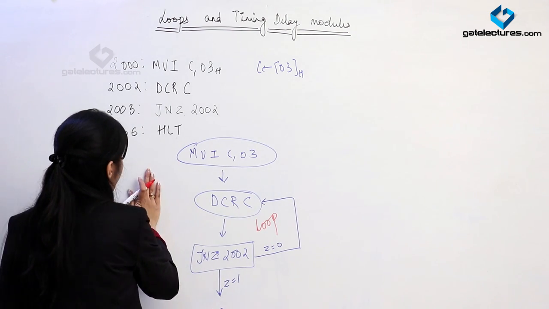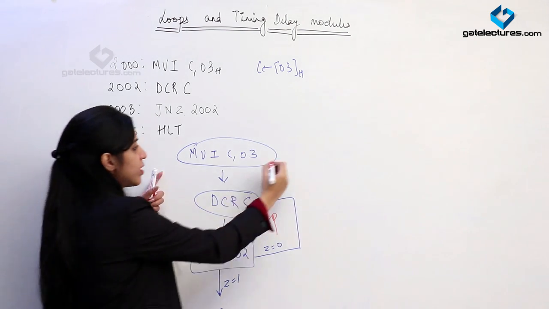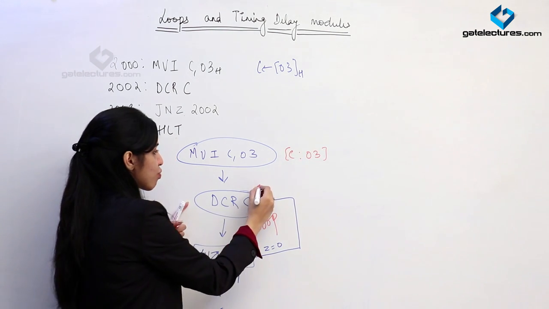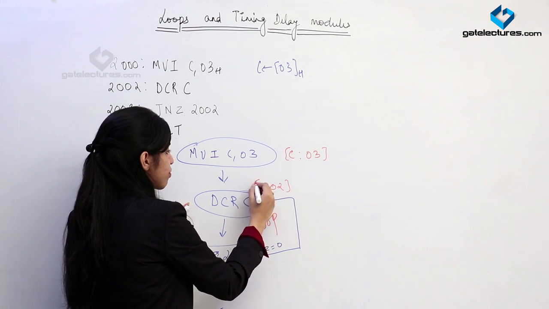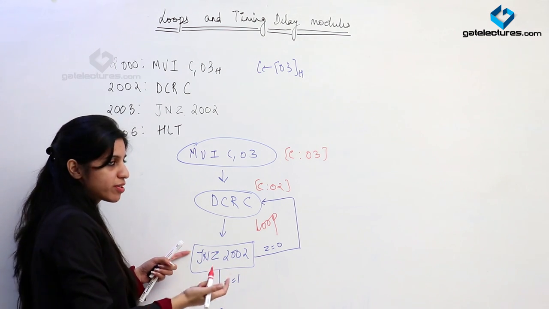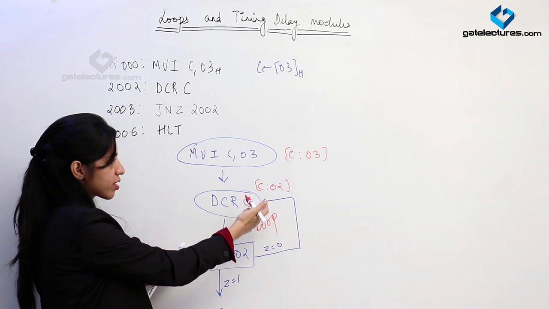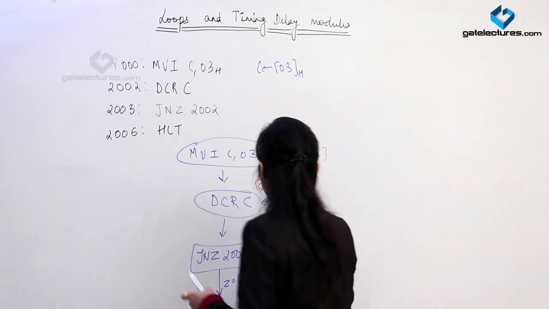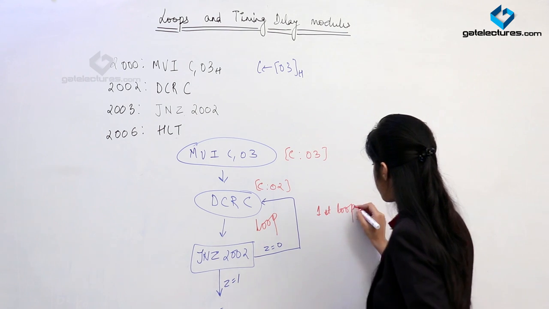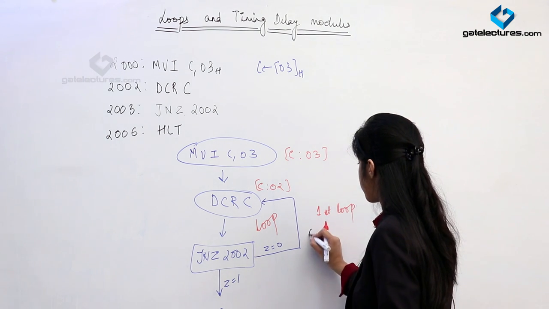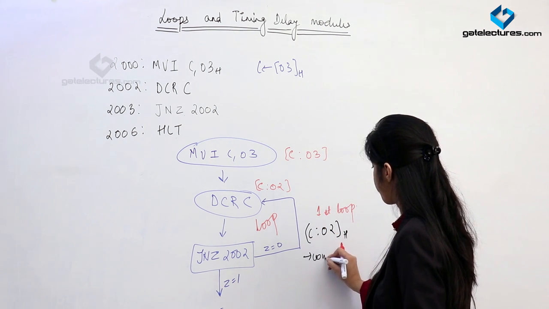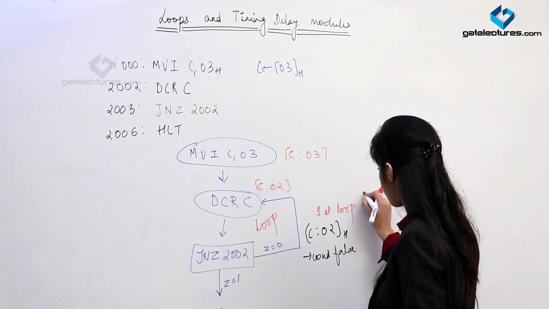See, first time what happens, we're loading C with 3. Then we're decreasing C, so the contents of C become 2. Now we're checking the condition, we're checking the zero flag. Obviously the zero flag is not 1 because the contents of C are 2. So again you reach here. This is the first loop. What happens in the first loop? C is 02. The condition was false. So we had the first loop.